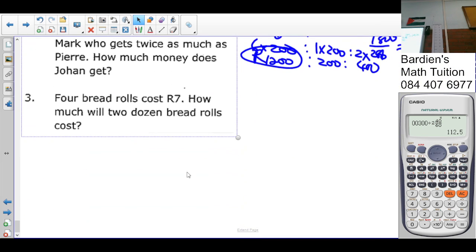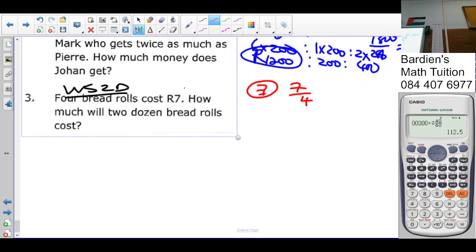Right. Worksheet 2D. 4 bread rolls cost 7 rand. So 4 cost 7 rand, so this is now number 3. So it will be 7 over 4. So 7 divided by 4 gives us 1 rand and 75 cents per roll. Per roll, no?